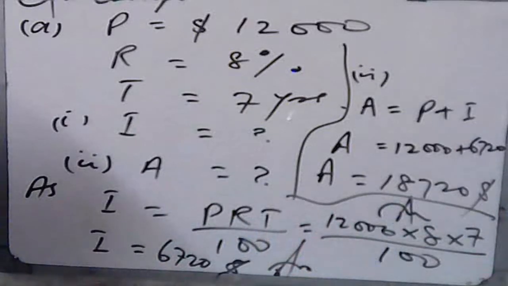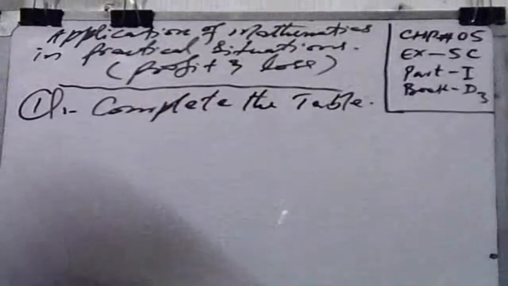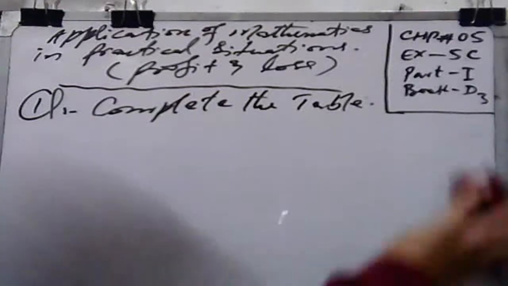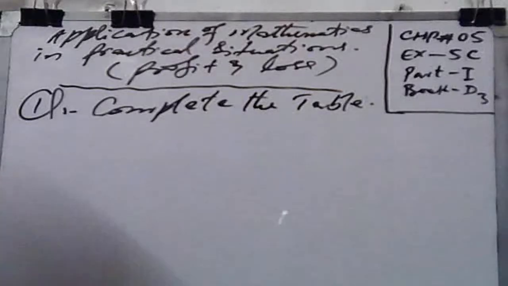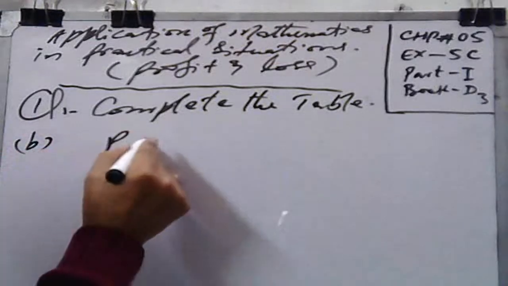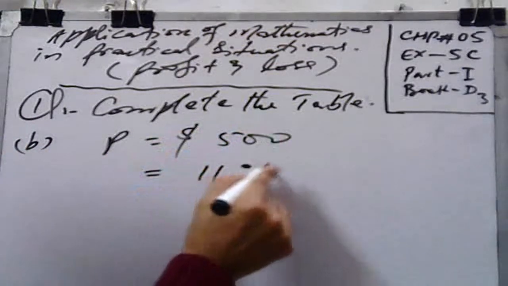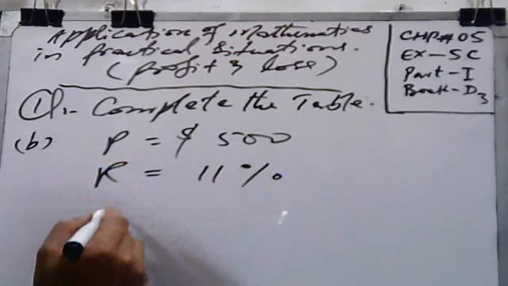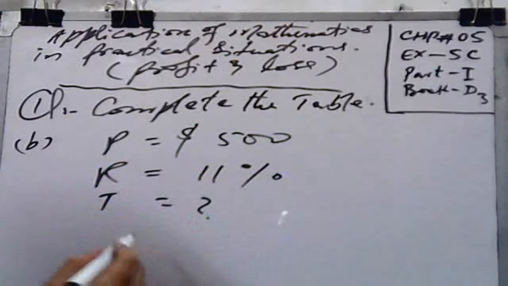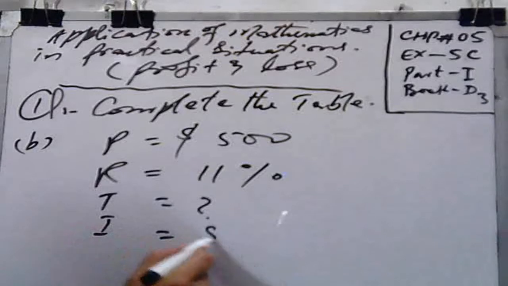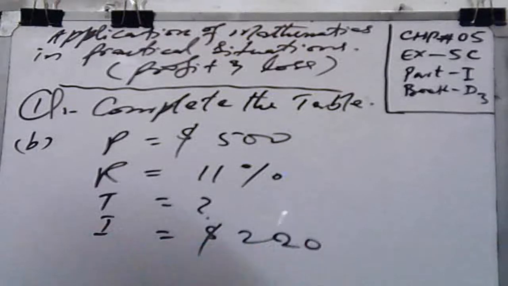Now in part B, you have to fill in the blanks in the table, question number 1. In part B, principal amount is given to you, that is $500. 11% is your rate of interest. Time we have to find, and interest is $220, and once again the amount.